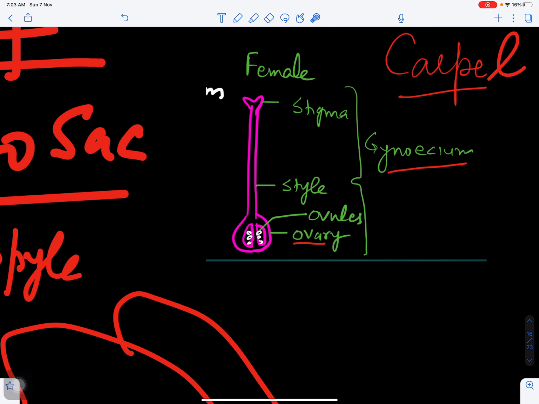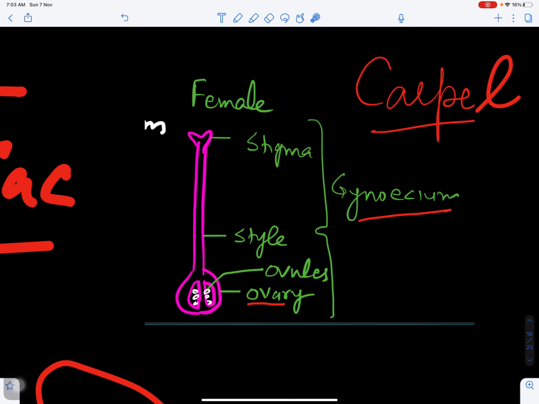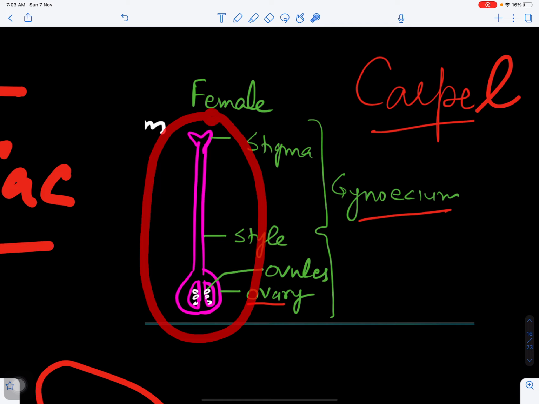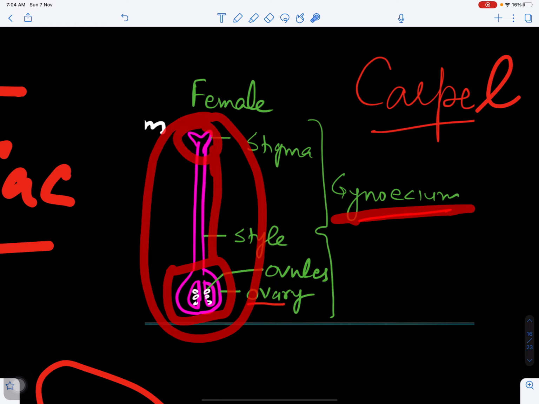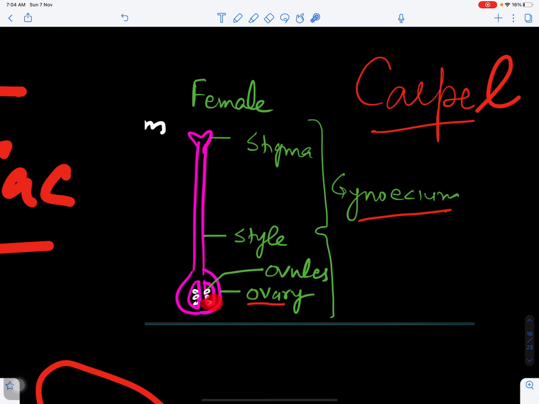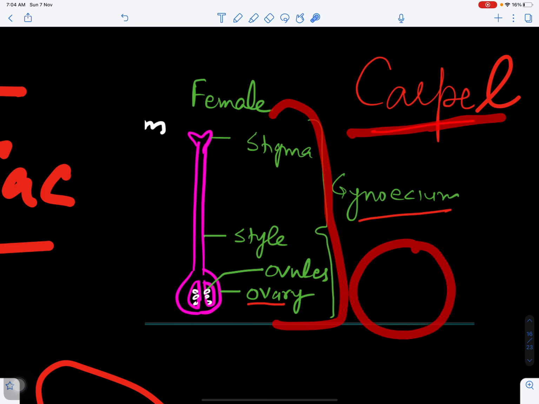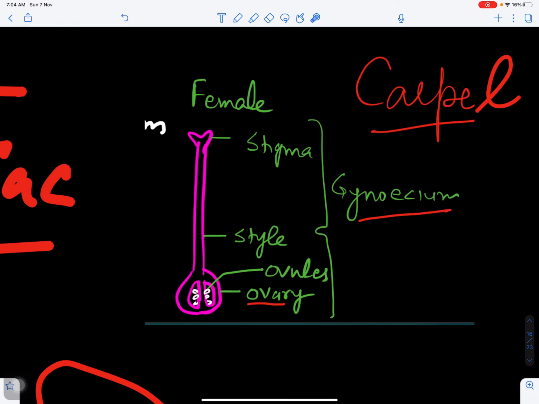Now, if we see an angiospermic flower, angiosperms are the plants which bear flowers. In them, this part is the gynoecium, right? And this is differentiated into ovary, this is style and this is the stigma. Now, this ovary part has ovules. Inside the ovule is present the embryo sac. This whole structure is also called a carpel. So this is the ovary which has ovules inside it, and inside the ovules is present the embryo sac.